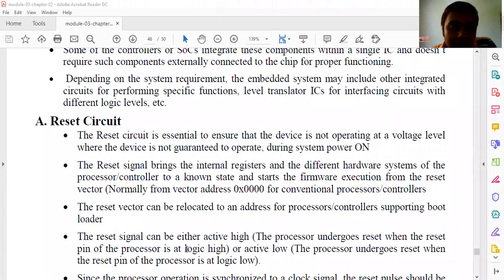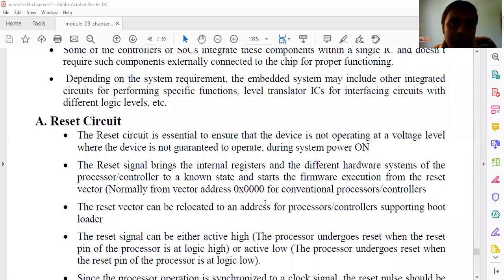Why do we need a reset circuit? For example, if you are stuck with a mobile, smartphone, computer, or any embedded system, what they do is simply go for the reset. They press the reset button. So what happens when the reset button is pressed?